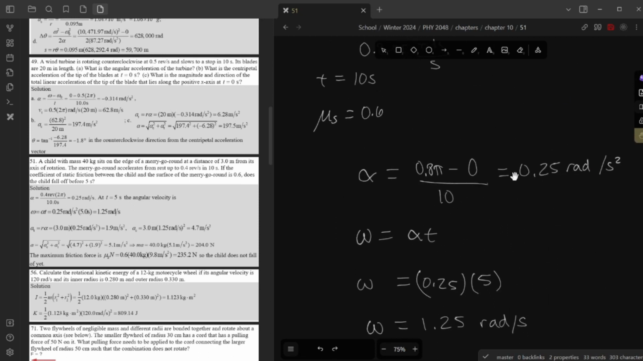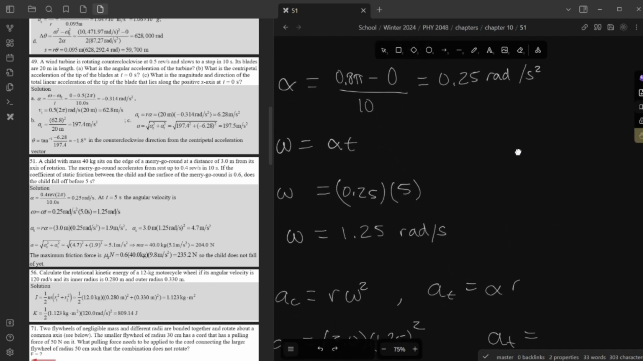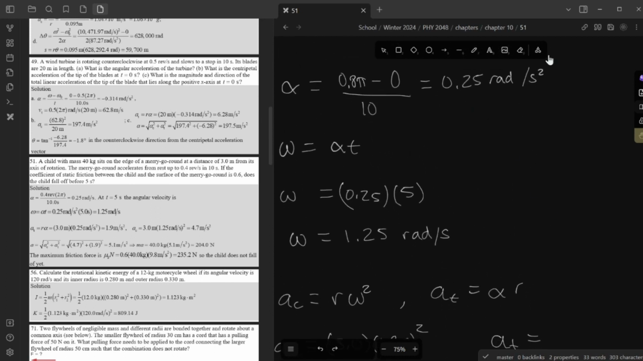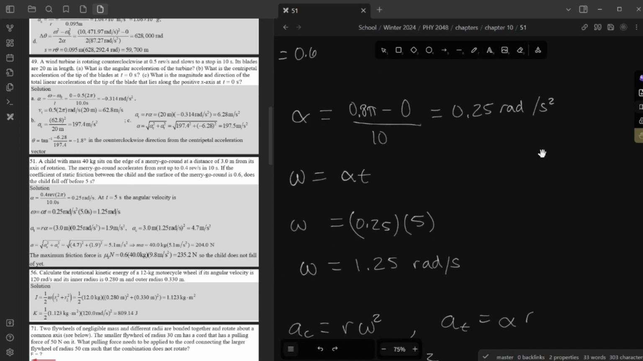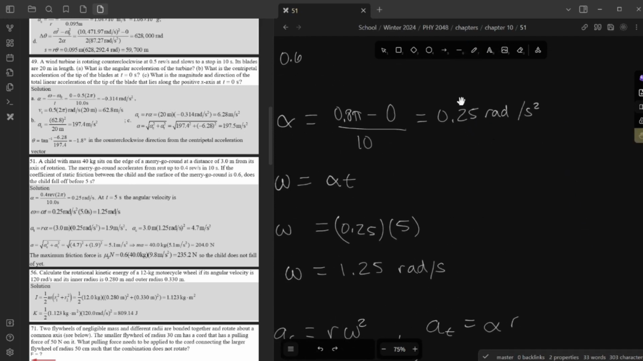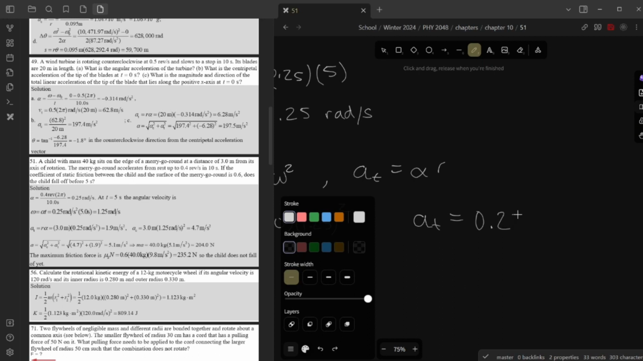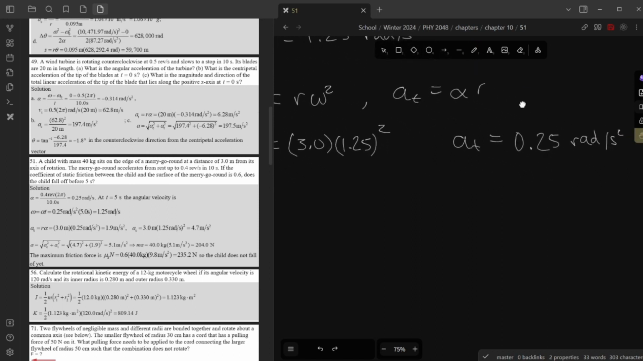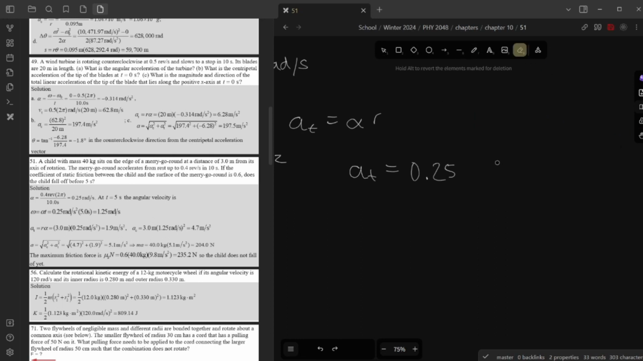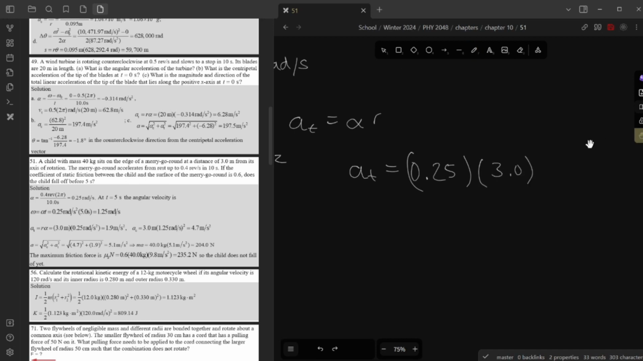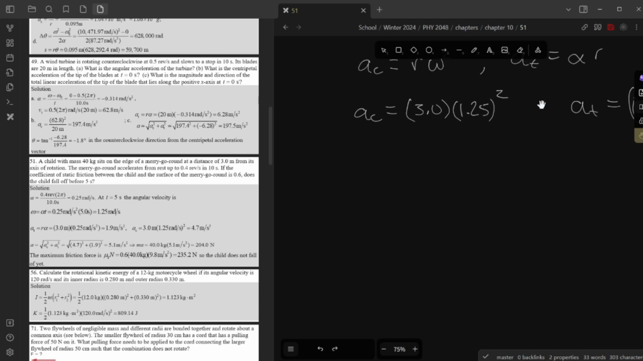So our alpha, we found that earlier. That was 0.25 radians per second squared. And that's not going to increase with time, right? We're always going to have that acceleration, unless we're talking about a jerk or a jolt, I guess. Or an angular jerk or jolt, I don't know. But yeah, 0.25 radians per second squared. And then we want to have r, which is 3. So let's go ahead and solve these.